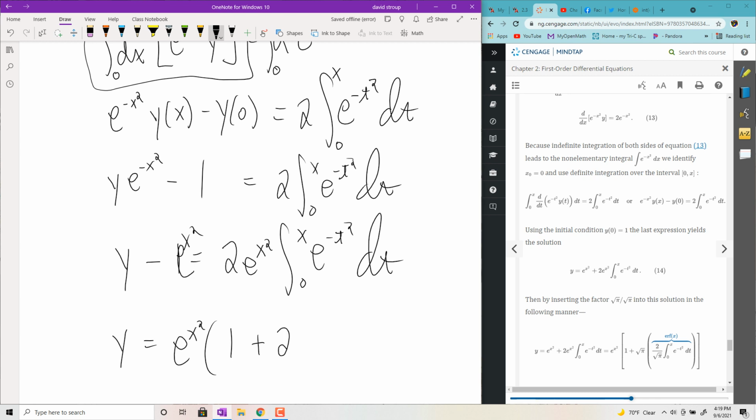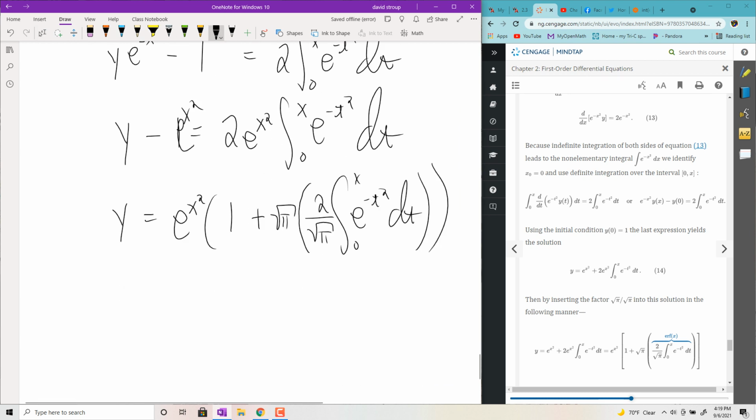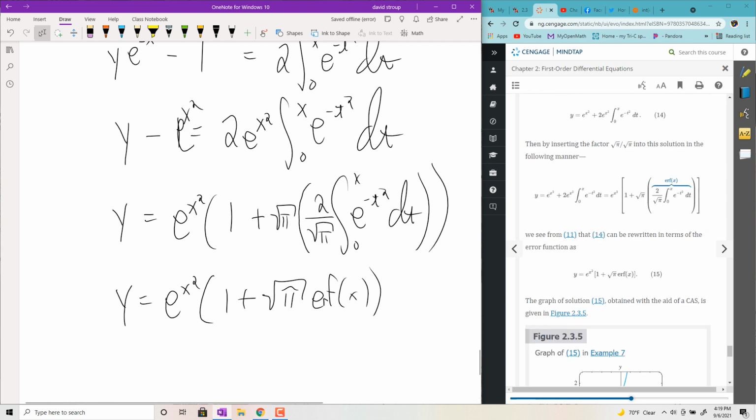plus 2, and then you kind of got to rewrite it so it's square root, whoops, wrong way around. We need the 2 on the inside and the square root of pi out here, like this. And then integral, and then that would be your erf thing, integral e to the negative t squared from 0 to x dt. Okay. So y would equal e to the x squared times 1 plus square root pi erf of x. Okay, but like I said, those aren't going to pop up in the homework.